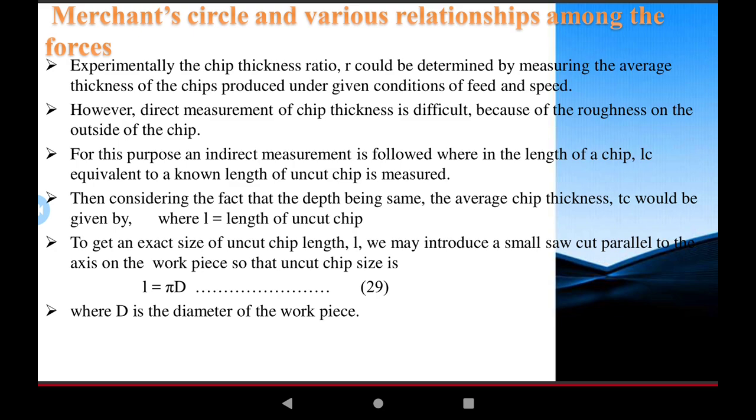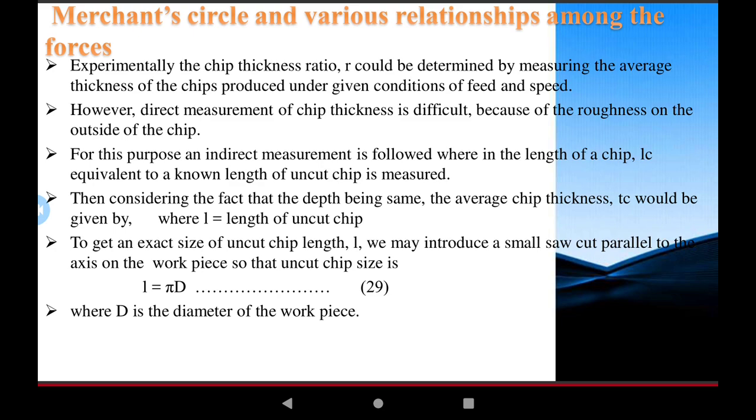This is the variation for the Merchant circle relations. Experimentally, the chip thickness ratio r could be determined by assuming the average thickness of the chip produced under given conditions of feed and speed. However, direct measurement of chip thickness is difficult because of the roughness of the outside of the chip.